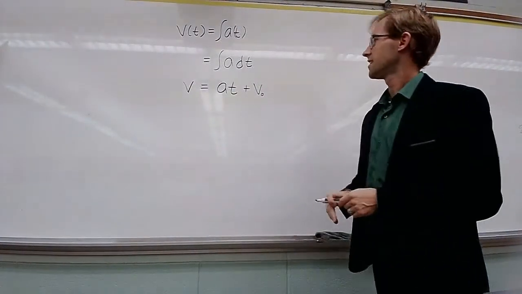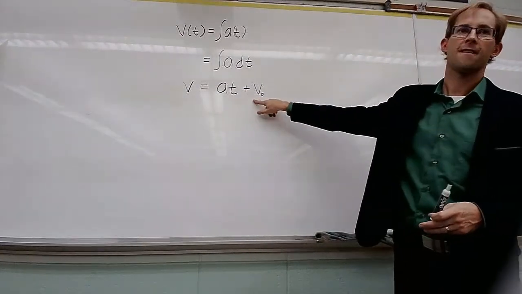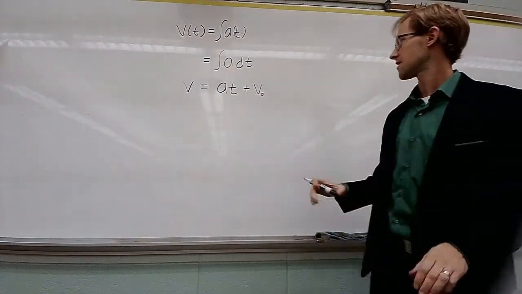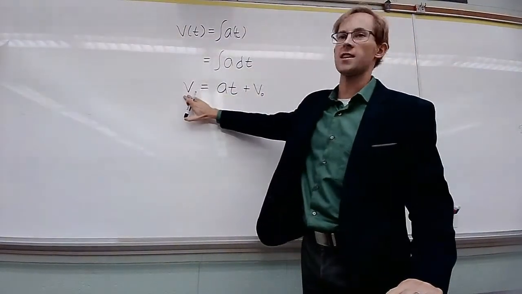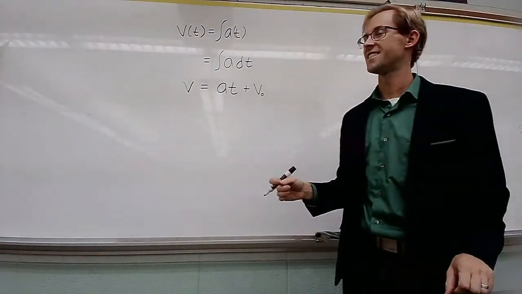Where did you get that V0 coming from? Well, when you take the integral, and because we're solving for velocity, that constant is just going to be whatever velocity we started with. Oh, now I get it.